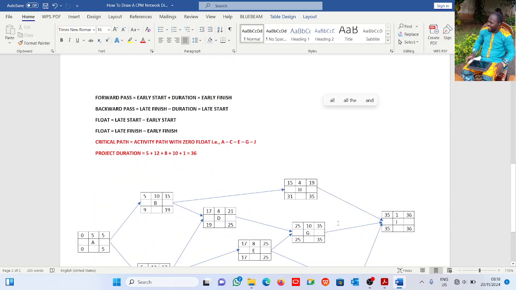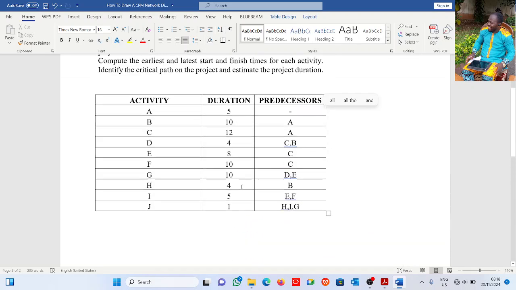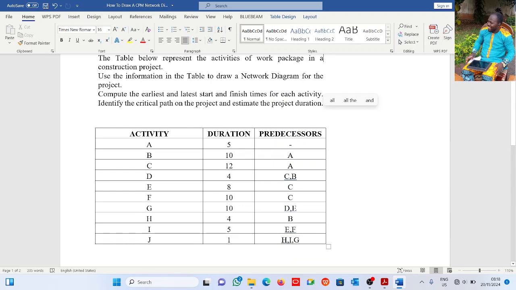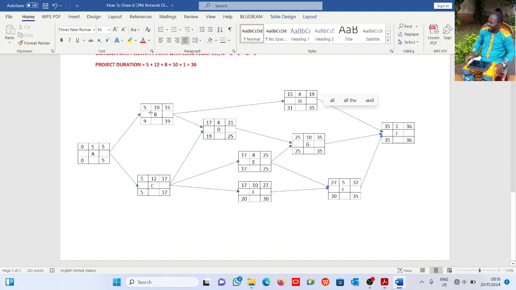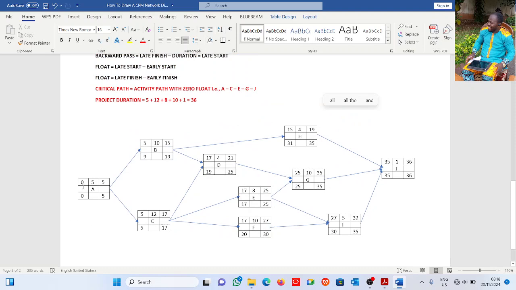We already have the durations. Now the next question says, having drawn the network diagram, compute the earliest and latest finish times for the activities. The one in the middle is the duration you have in the question. This is the early start of this activity, that's 0. This is the duration, and this is the early finish. Early finish is early start plus duration.